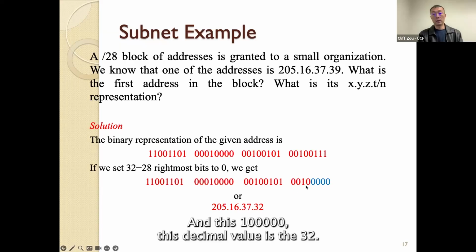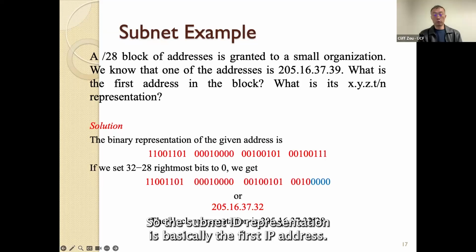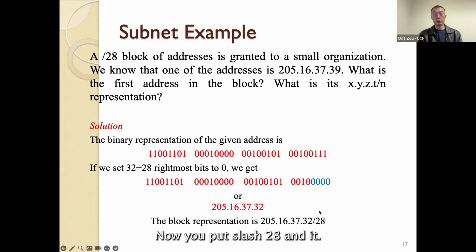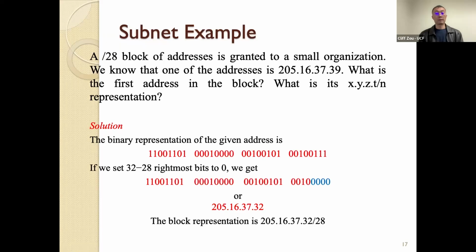And this 100000, its decimal value is 32. So that's the first IP address in the subnet. The subnet representation is basically the first IP address, then you put /28 after it. So that's the subnet assigned to this small organization. And that's how you find it out.